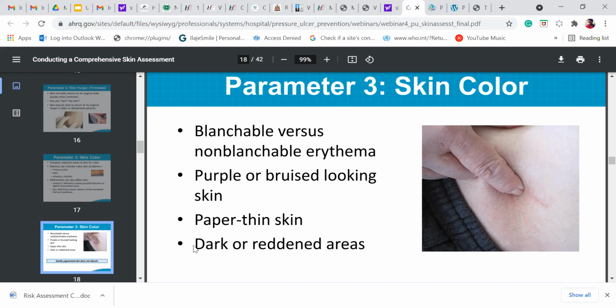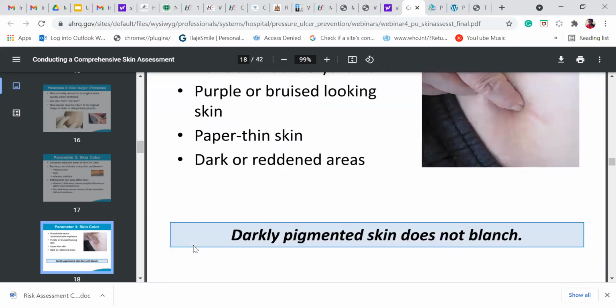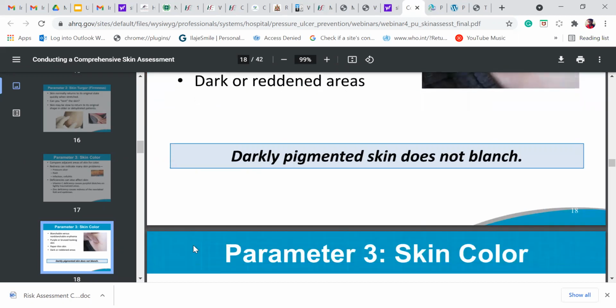A purple or bruised looking skin as well, you need to take note of that. Is the skin paper thin? Are there dark or reddened areas in the skin? So pay attention to that. A darkly pigmented skin does not blanch. So of course, for people with dark skin color, African, it might be very difficult for you to assess if the skin is blanchable or not.